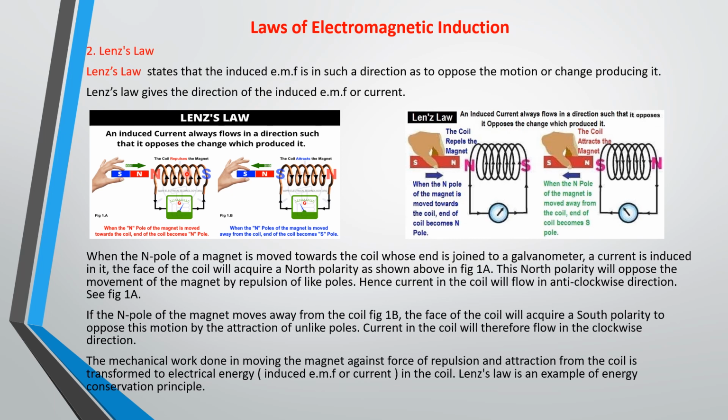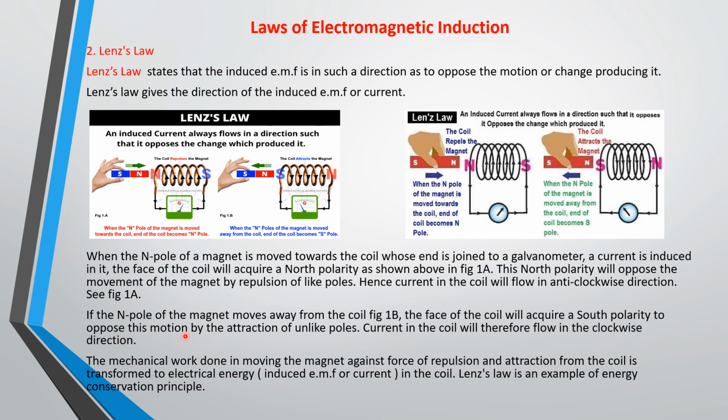Then you draw this drawing and then show repulsion, opposing your motion of bringing in, then show attraction, opposing your motion of removing the magnet. That is just it. So mechanical work is done in moving the magnet against the force of repulsion and attraction from the coil. And so energy is transformed to electrical energy in the coil.